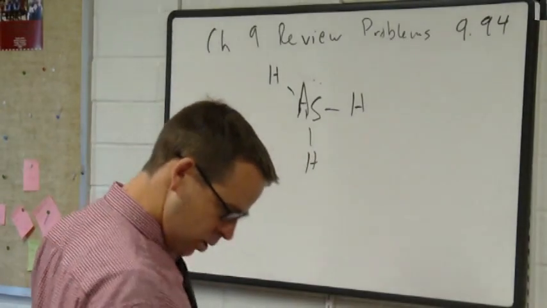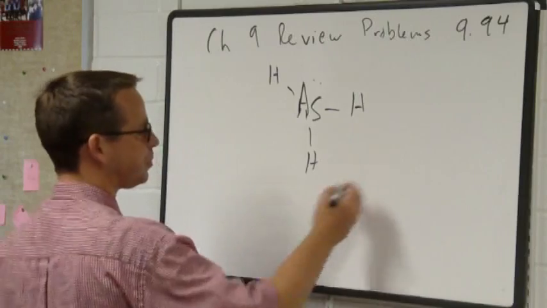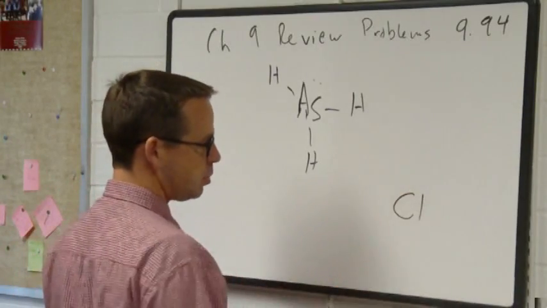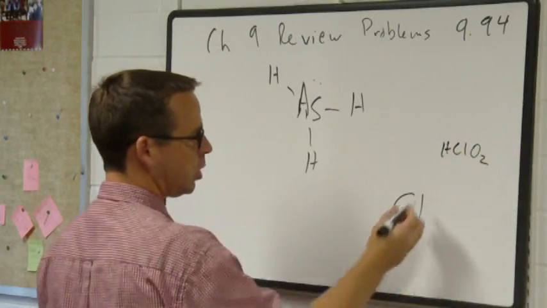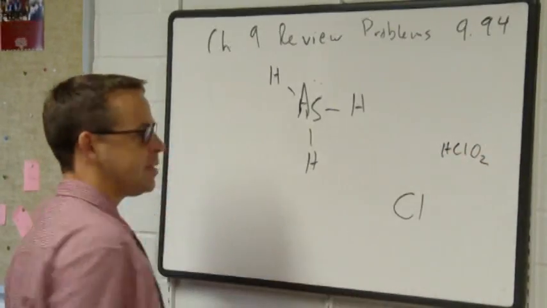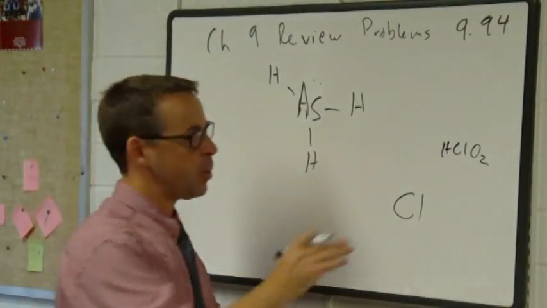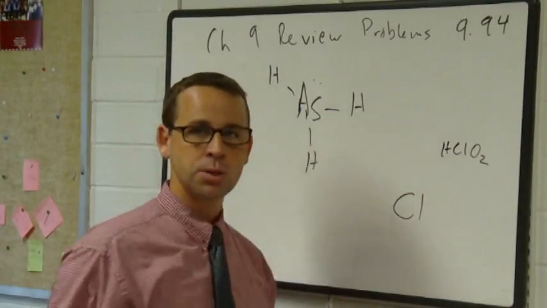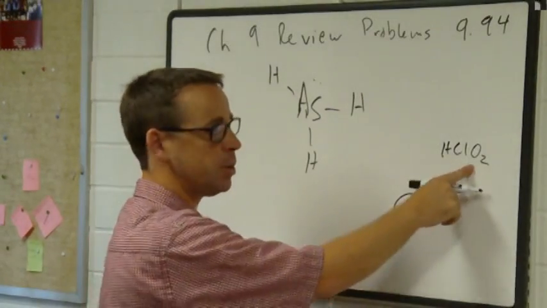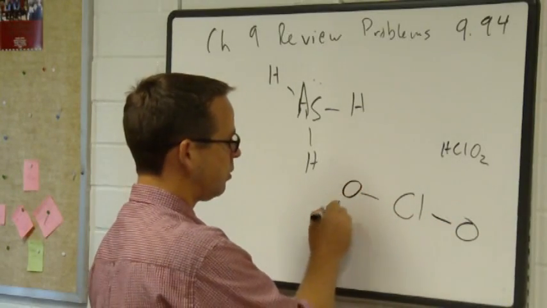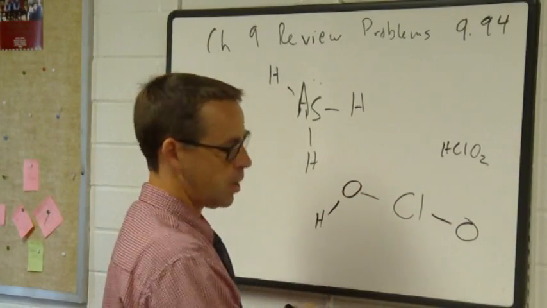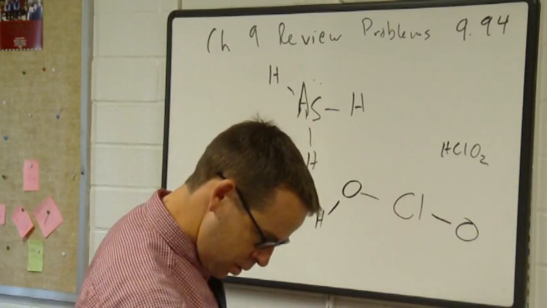B, HClO2. Cl is the middle, HClO2. Again, this is an oxyacid. Now we have to remember, every time we're asked to draw the Lewis structure of an oxyacid, the proton is going to be coming off of an oxygen. So we have 2 oxygens coming out like this, and one of those oxygens has a hydrogen coming off it, right? Didn't we already draw this one?